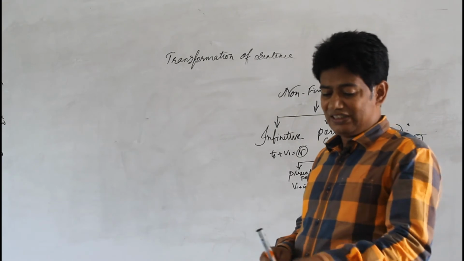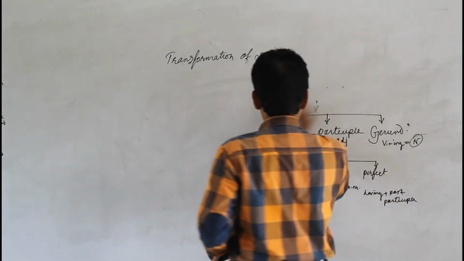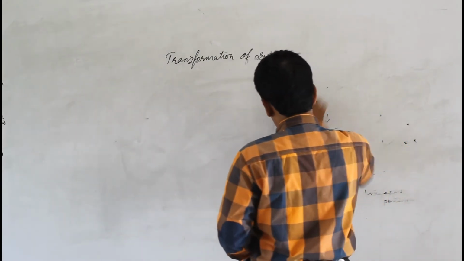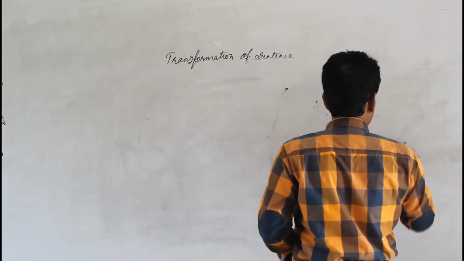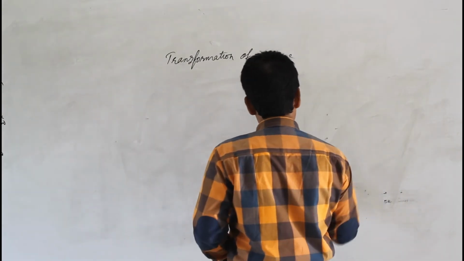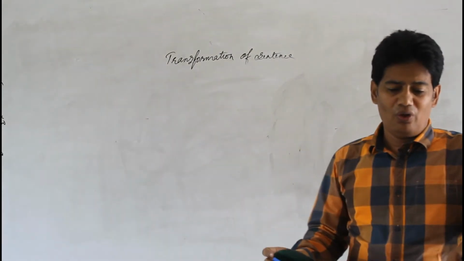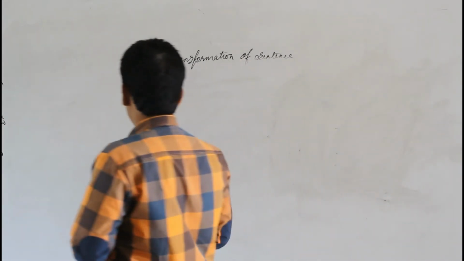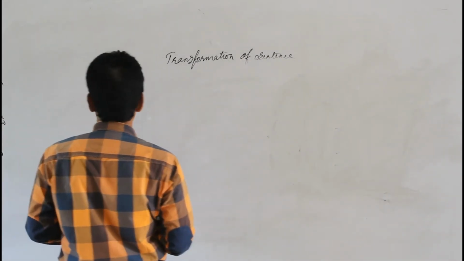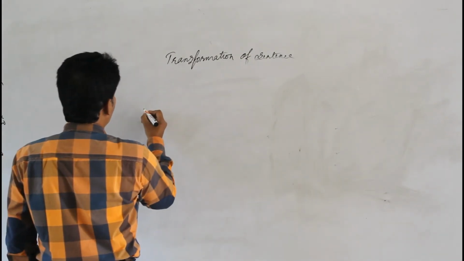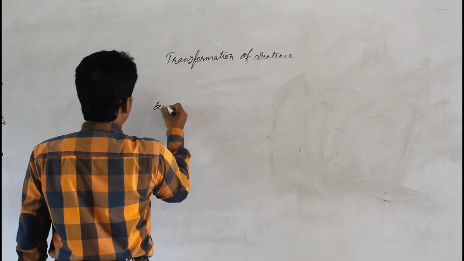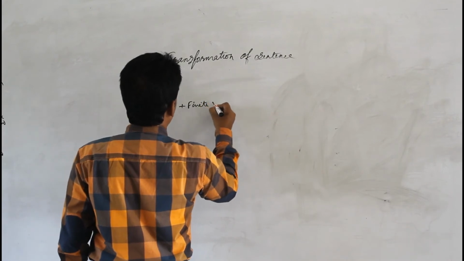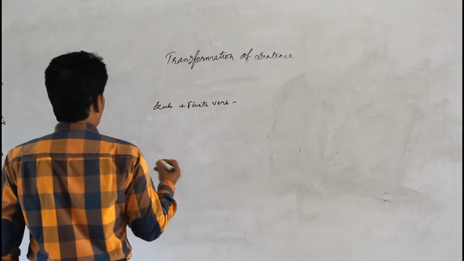Now we have to discuss something more. We haven't yet discussed the definition and structure of some other sentences, like complex sentence and compound sentence. What is a complex sentence? Right now we have to discuss the complex sentence. By this time we have already discussed the simple sentence. We got the structure of a simple sentence, that is subject plus finite verb. Complex sentence.